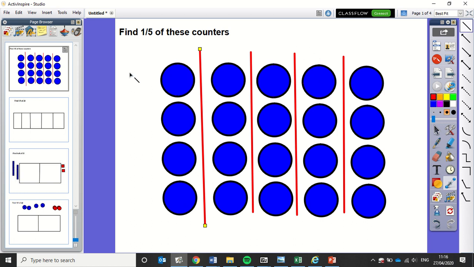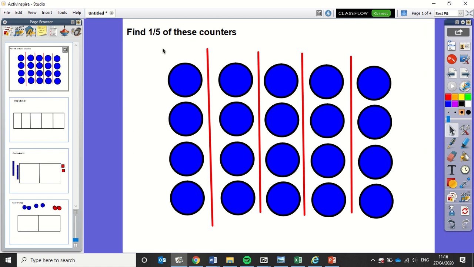So always check first whether the fraction you're looking for matches the amount of columns or rows. And 9 times out of 10, you'll be lucky and it is. Okay, so now I've already found a fifth of these counters, right here. You might then be asked, well, how many counters are there in that fifth? Well, we can easily check. There's 1, 2, 3, 4 counters. So a fifth of 20 counters is 4.